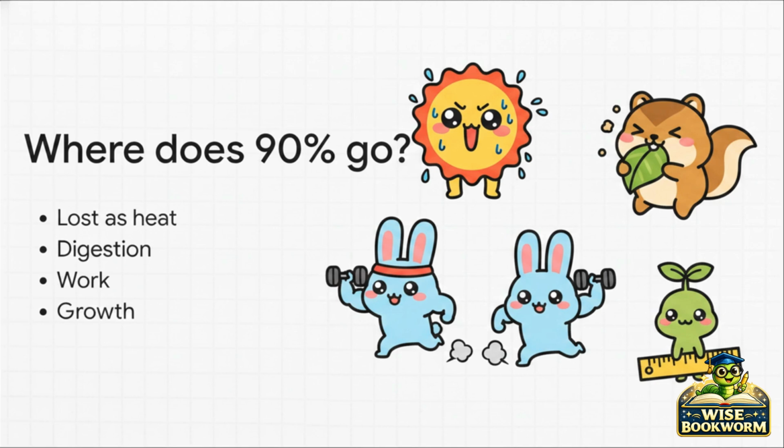A huge chunk of it radiates out as heat into the environment. Some is burned up during the literal process of digestion, and the rest is used up just doing the hard physical work of living, growing, and reproducing. And because of this massive progressive energy drop-off, nature strictly limits food chains. You will almost never see a chain longer than 3 or 4 steps, simply because there just isn't enough usable energy left in the tank after that 4th level.